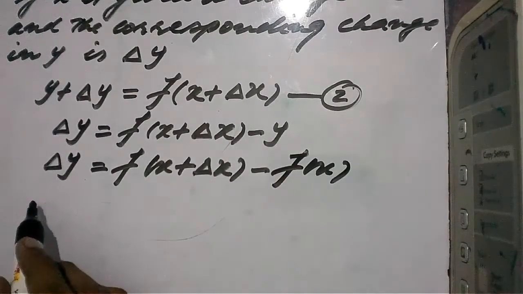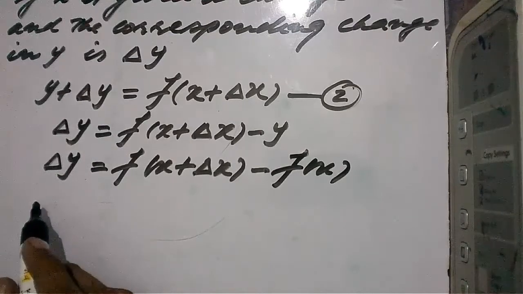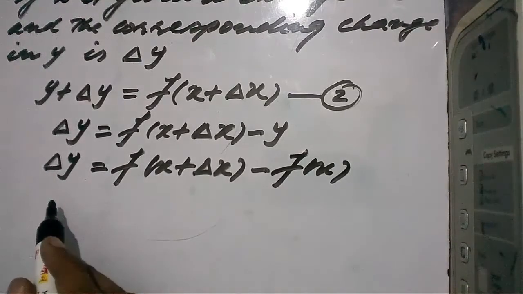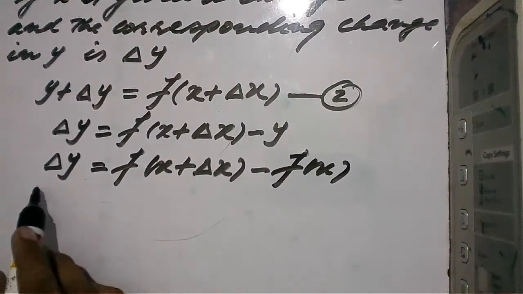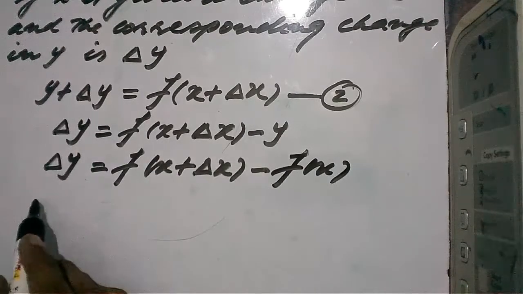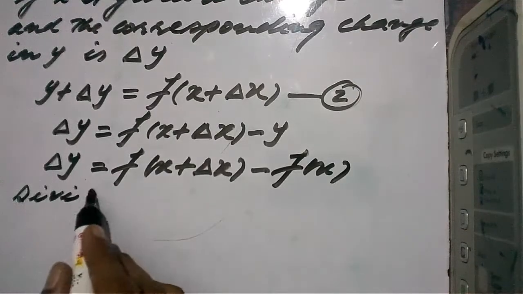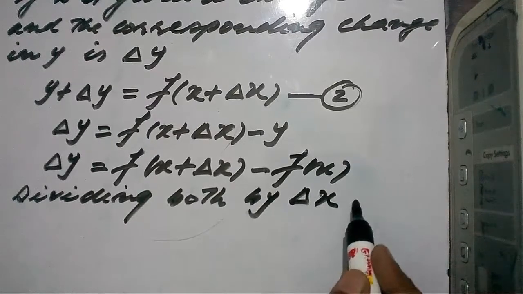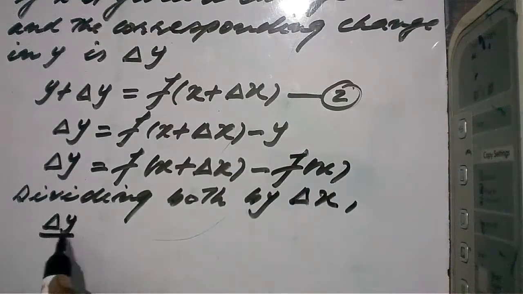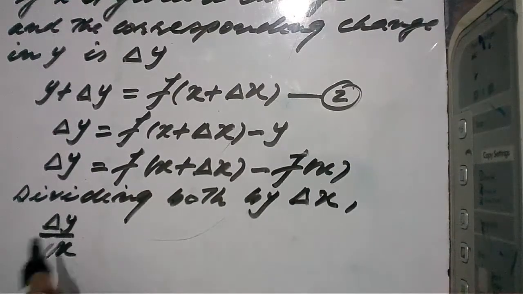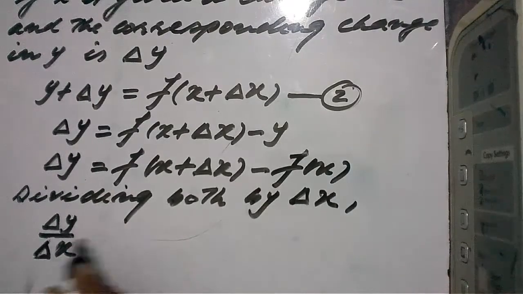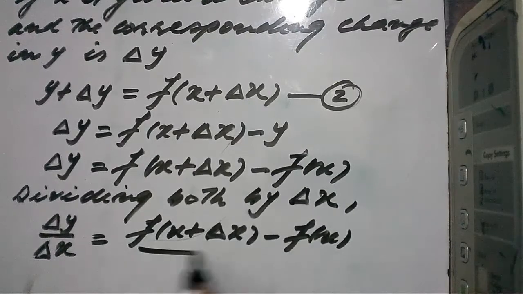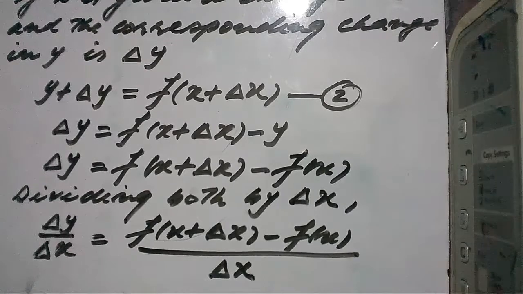Now if we want to find out the ratio of change in y with respect to the change in x, so we need to divide this equation by delta x. So simply dividing both sides by delta x, we get delta y upon delta x is equal to f x plus delta x minus fx upon delta x.